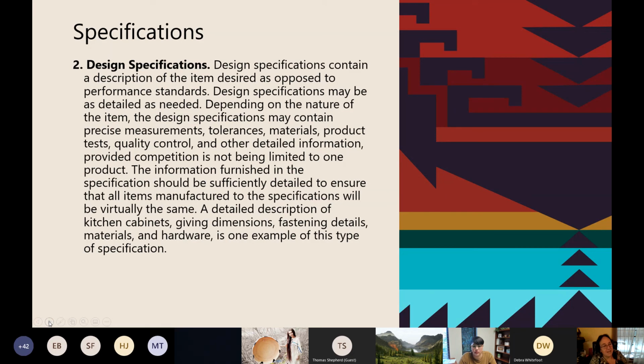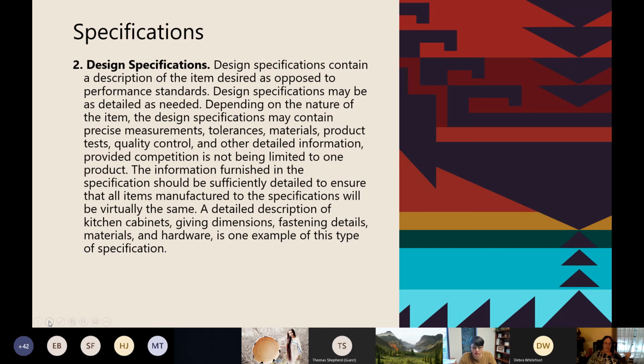So then there's something called the design specification. Design specs contain a description of the item desired, as opposed to how you want that item to perform, as opposed to a performance standard. Design specs can be as detailed as you want them to be. Depending on the nature of the item, the design spec can contain precise measurements, tolerances, materials, product test, quality control, and other detailed information, provided that competition is not being limited to one product.